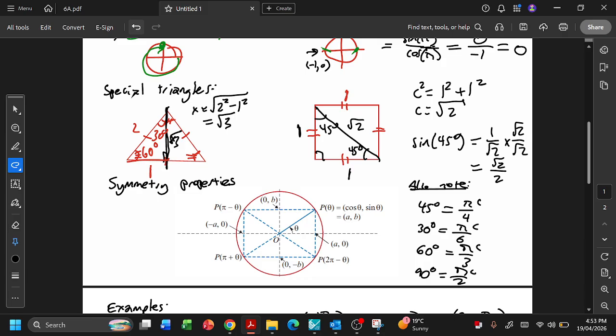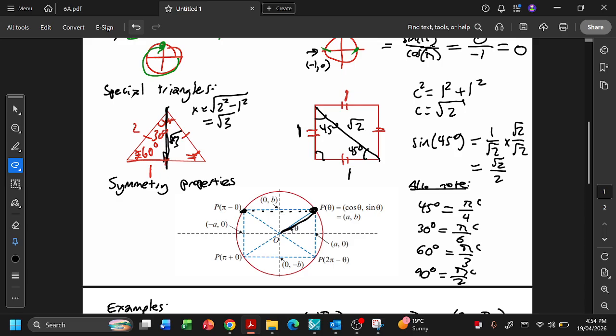Finally, the other thing that you need to understand is symmetry properties. So we've got this little diagram here. It's a little bit hard to understand when it's written like this, but the general gist of it is that if we were to create a triangle over here, that triangle there would be symmetrical to a bunch of other triangles. So for example, we can see that this point over here has the same y value as this other point over here, and it has a negative of its x value.